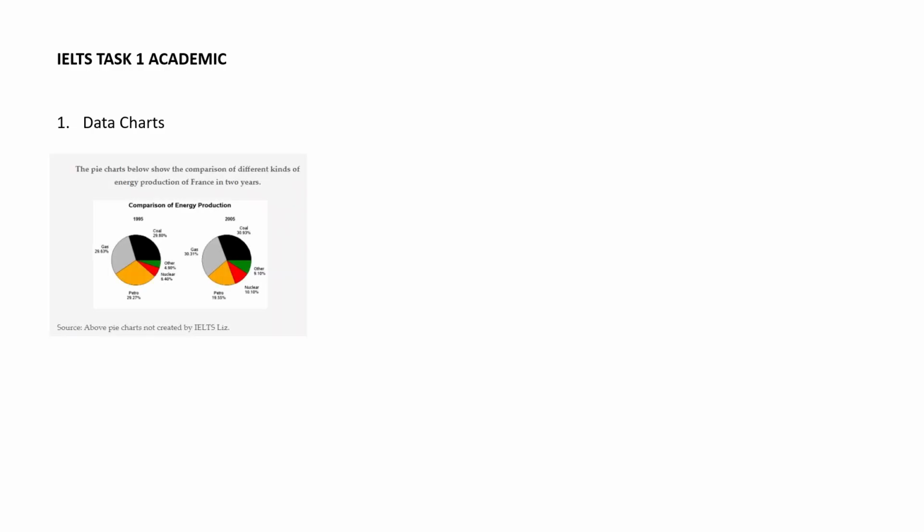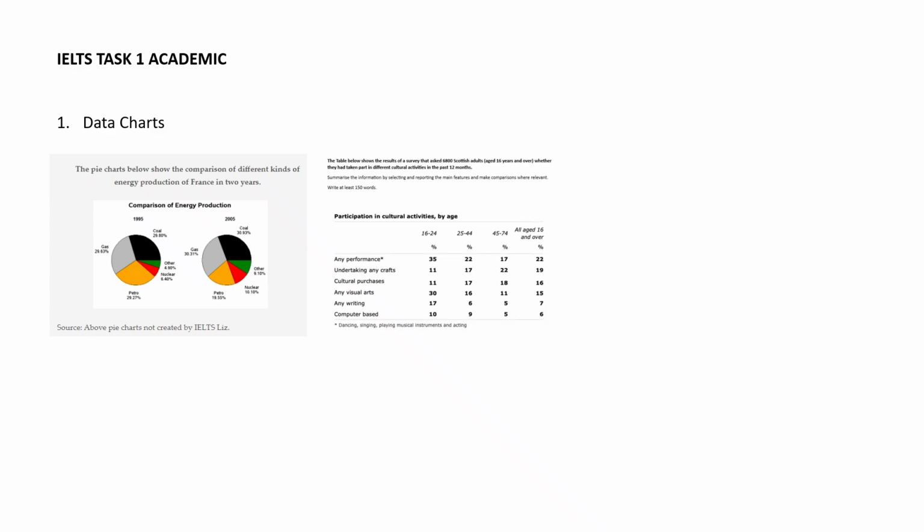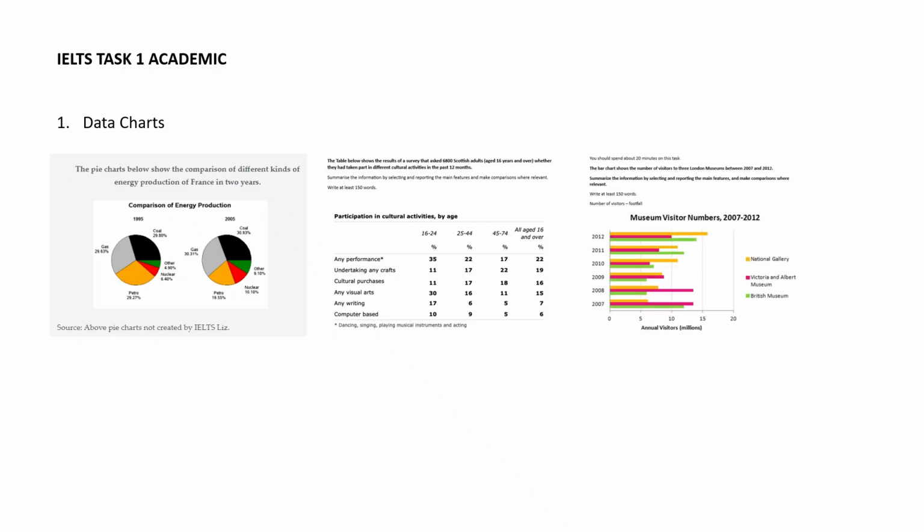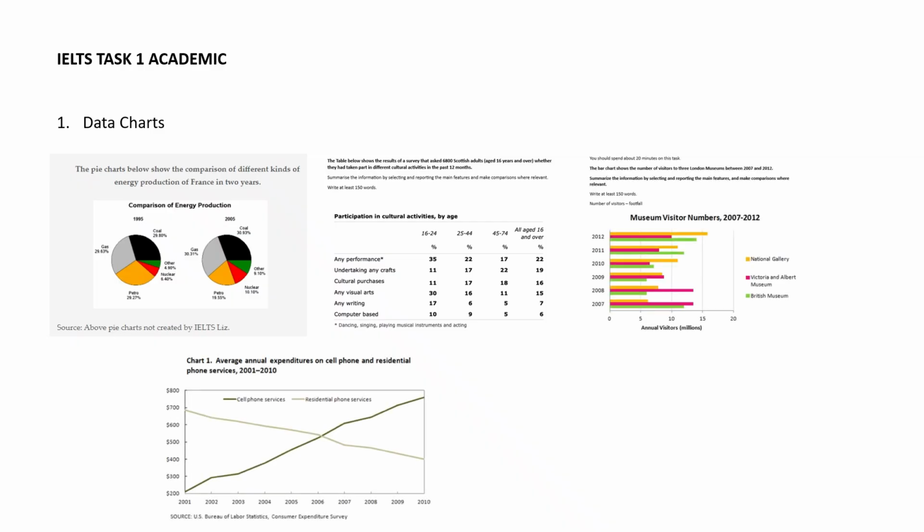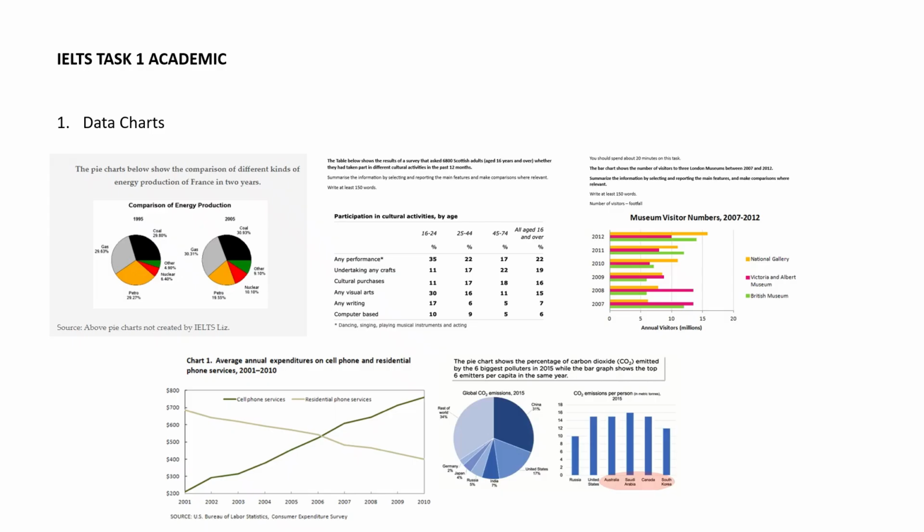Okay, so in IELTS Task 1 Academic, usually you get data charts. As the name itself suggests, what are data charts? They represent some kind of data. Some of the examples you can see there. The first one is the pie graph. Second one is the table. Then we have bar graphs. Third one is the line chart, and the fourth one is the mixed one. So this is what you get in data charts.